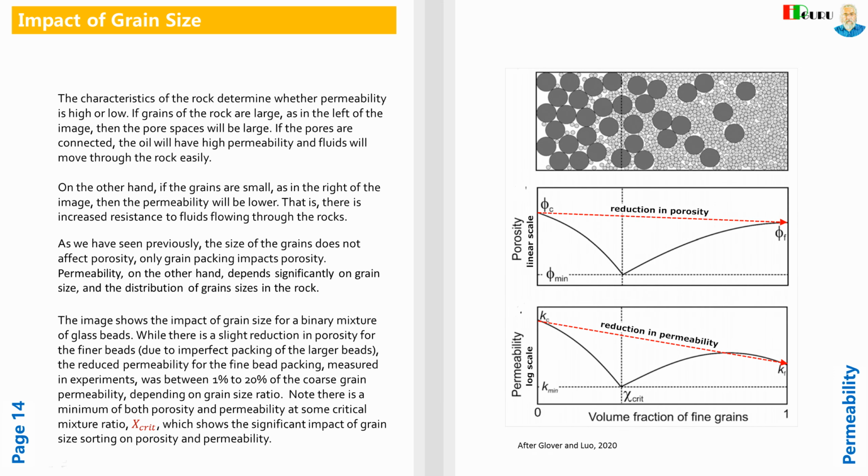The image shows the impact of grain size for a binary mixture of glass beads. While there is a slight reduction in porosity for the finer beads, due to imperfect packing of the larger beads, the reduced permeability for the fine bead packing, measured in experiments, was between 1% to 20% of the coarse grain permeability, depending on grain size ratio. Note there is a minimum of both porosity and permeability at some critical mixture ratio, which shows the significant impact of grain size sorting on porosity and permeability.